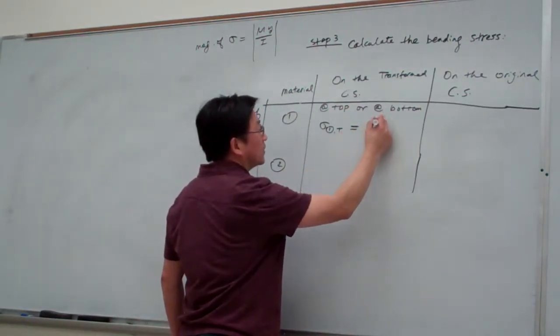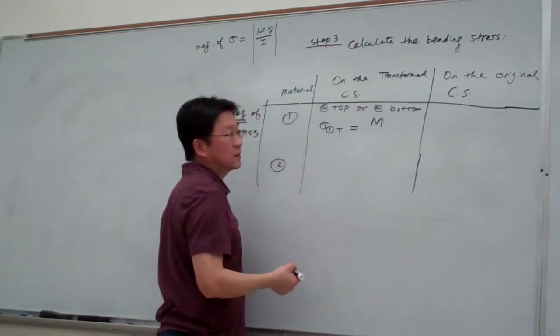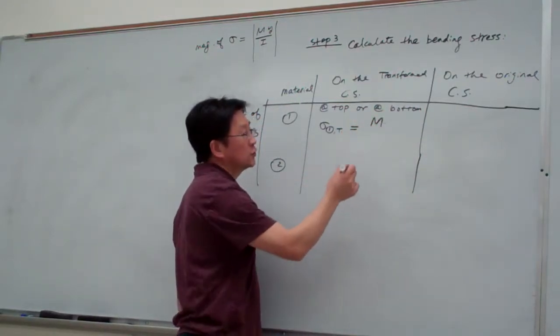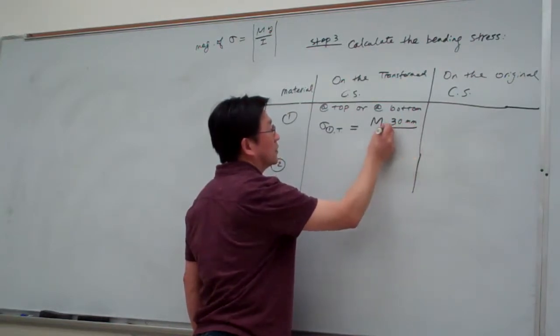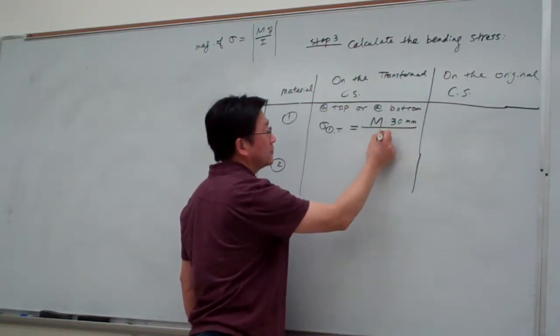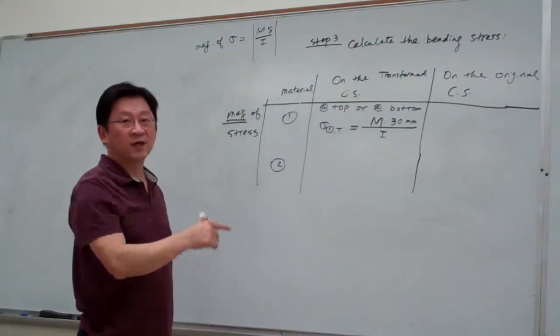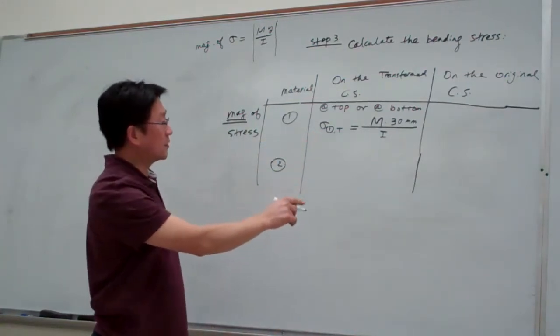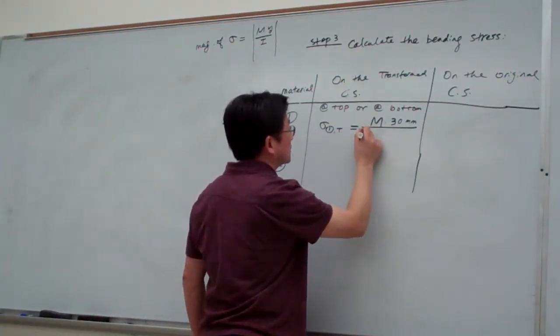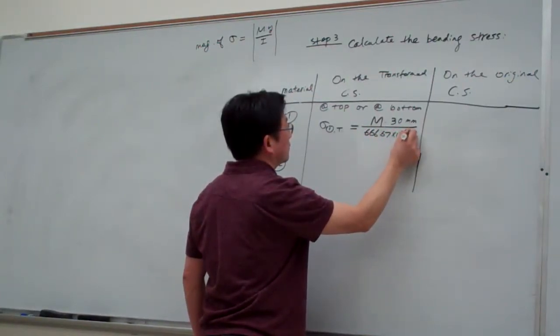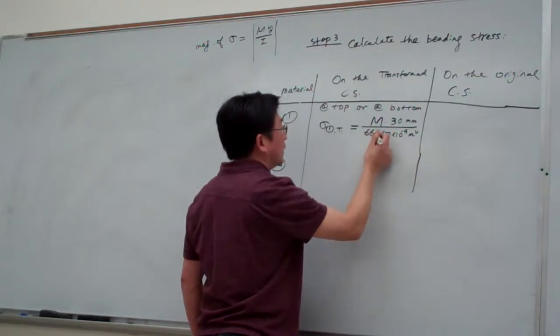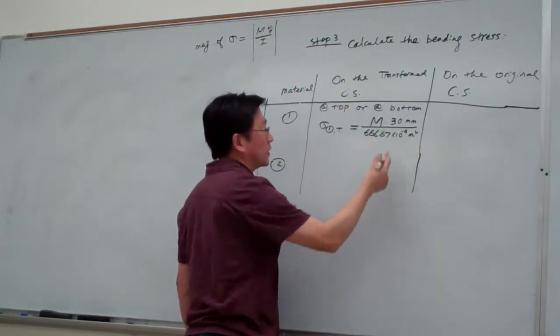So here the bending M times the distance. The distance here is how much? 30, right? 30 millimeter. And divide by I. We save the space. I is there. How about this? 666.67. I leave the unit conversion for you, but I just write it down.